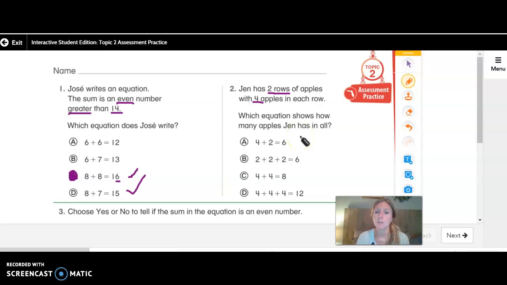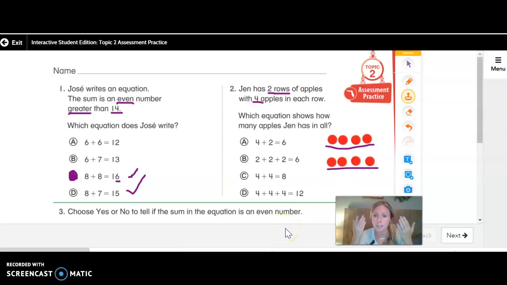So let's look. If you'd like to, let's draw those 2 rows, 1, 2, and let's put 4 apples in it. Let's see. Let's get a stamp out. Let's get red apples. And let's do 4 apples in each row. 1, 2, 3, 4. 1, 2, 3, 4. So right now I've created a really nice picture for myself that I can look at.